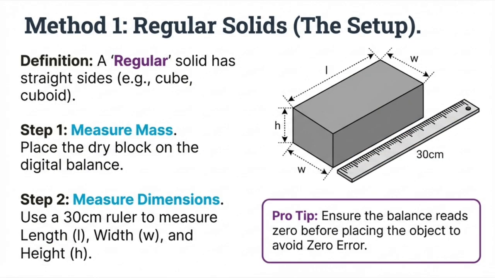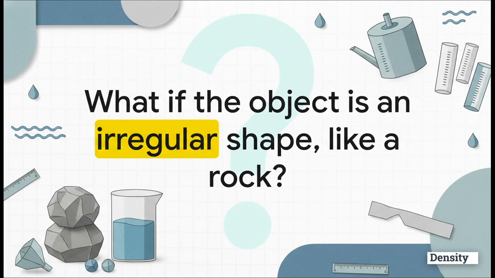A regular solid. First, you find its mass on a balance. Then, you just need a ruler. Measure the length, the width, and the height. Chuck those numbers into the right formula, like length times width times height for a cuboid, and you've got your volume. What do you do with something like a rock? You can't exactly measure its length with the ruler, can you?